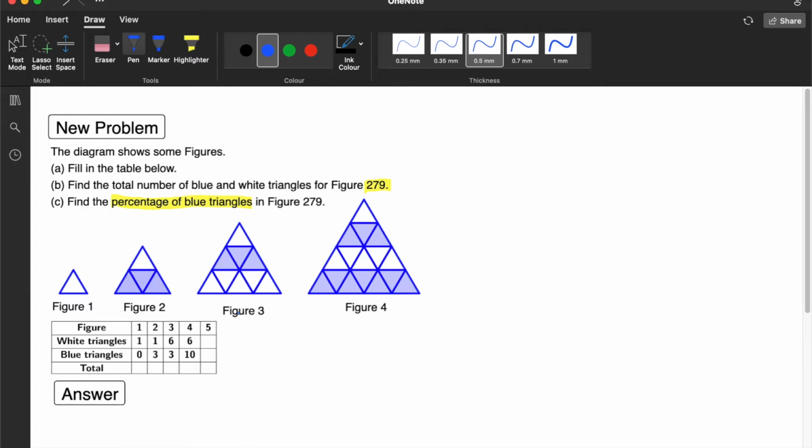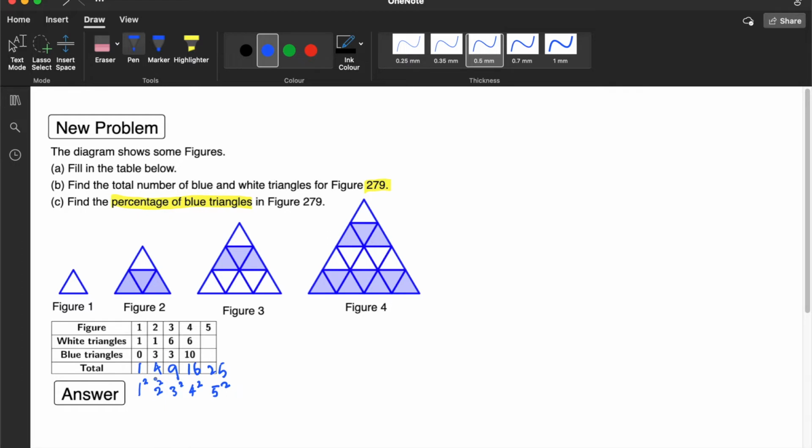Right, so the first part I think is quite simple because we merely need to add the white and the blue triangles to get the total. So we're going to get 1 here. 1 plus 3 is 4. 6 plus 3 is 9. And 6 plus 10 is 16. So obviously we can see one pattern here. This is actually 1 squared. This is 2 squared. This is 3 squared. And this is 4 squared. So the last, for figure 5, of course it will be 5 squared or 25.